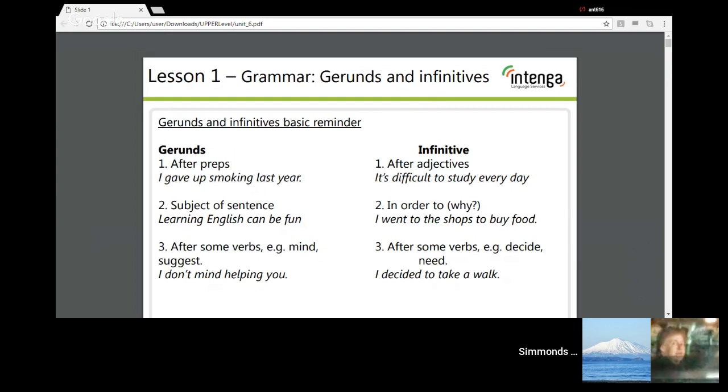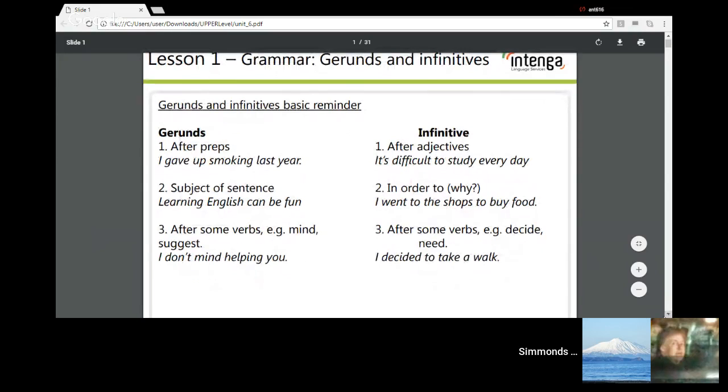Now, here comes the most difficult part. Ken, why don't you read the examples for the gerunds, please? Okay. Number one, after prepositions: I gave up smoking last year. Number two, subject of a sentence: Swimming can be fun. Number three, after some verbs, for example mind, suggest: I don't mind helping you. Okay, very good.